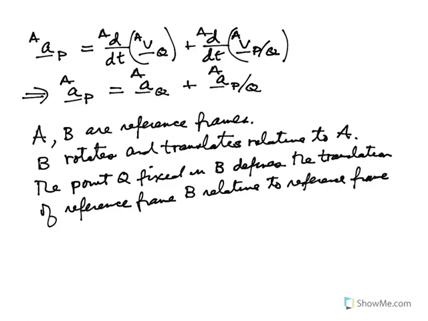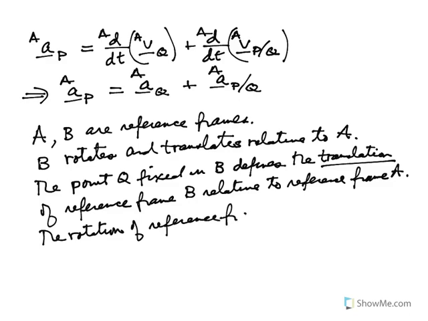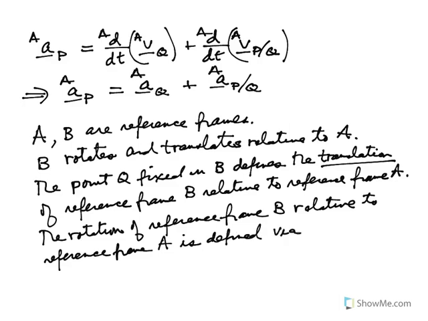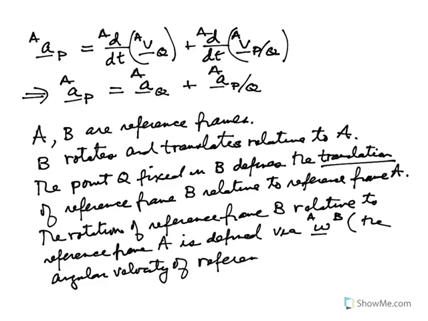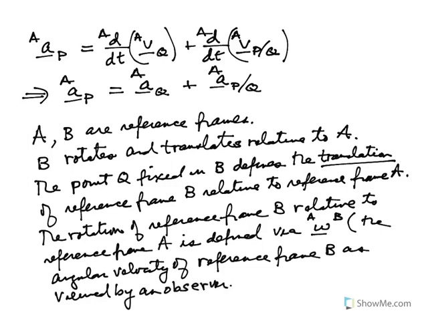Now, it's important to understand that Q only defines the translation. It doesn't define the rotation. The rotation of reference frame B relative to reference frame A is still defined the way it was defined before, via the angular velocity of frame B in A, the angular velocity of reference frame B as viewed by an observer in reference frame A.